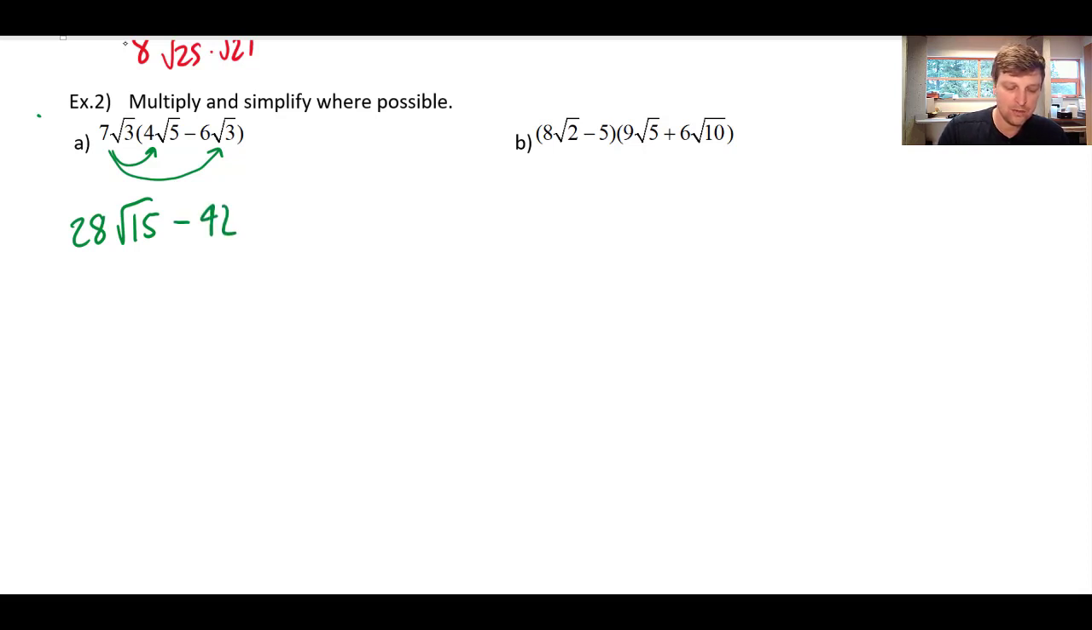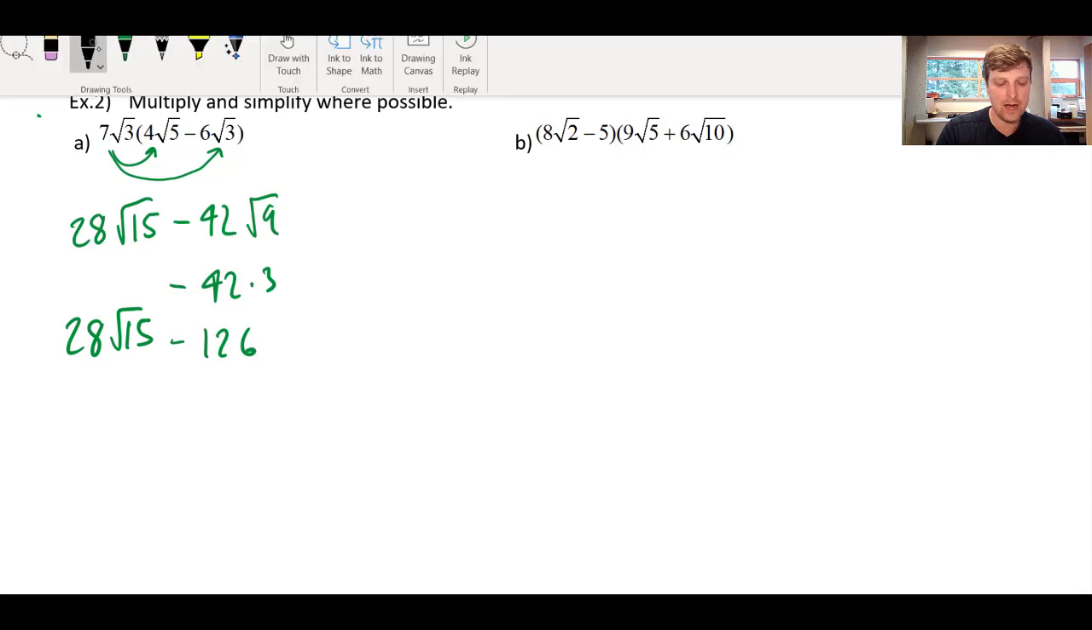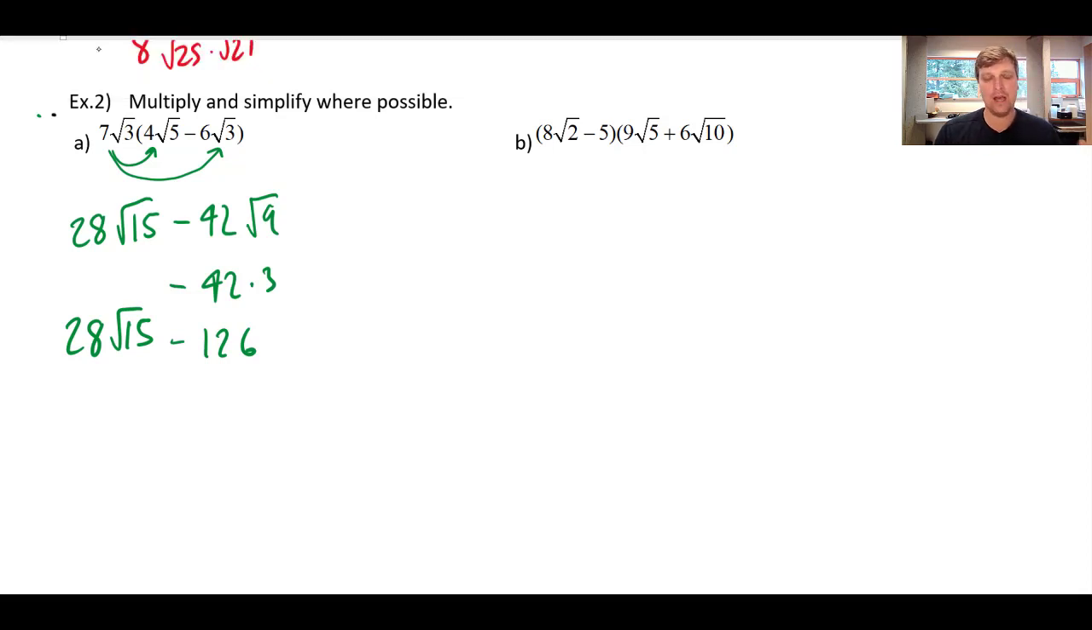And root 3 times root 3 is square root of 9, which I recognize is really just 3. So this is like 42 times 3, which is really just 126. So my final answer should be 28 root 15 minus 126. Now that's actually a good reminder that anytime we have the square root of something multiplied by itself, like root x times root x, the answer is just x. So root 3 times root 3, I really should have just written as 3 from the get-go.